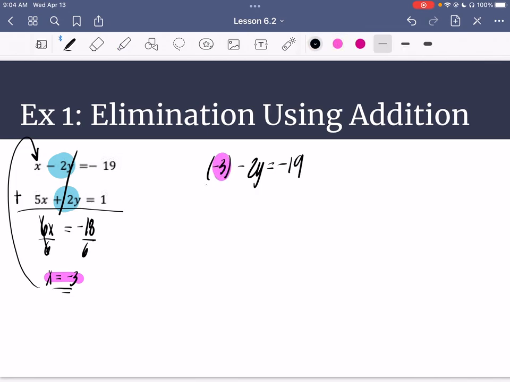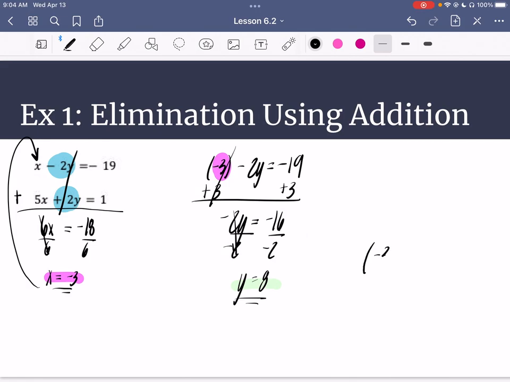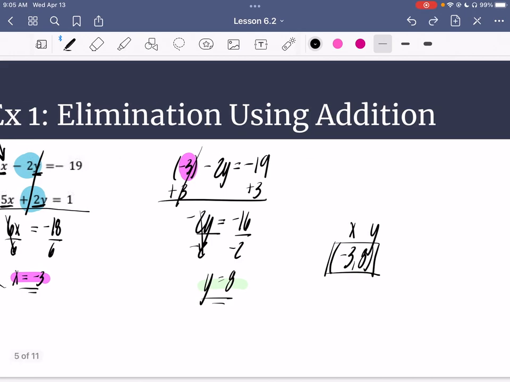Okay, and then I'm going to solve for my y value, so add 3 to both sides. I get negative 2y equals negative 16, divide by negative 2, and I get y equals 8. So my coordinate point, or my point of intersection, would be negative 3, comma 8. And again, you can always go back and double check that this works by plugging negative 3 in for every single x in the original equations, 8 in for every single y, and seeing if you do in fact get the left side to match the right side.